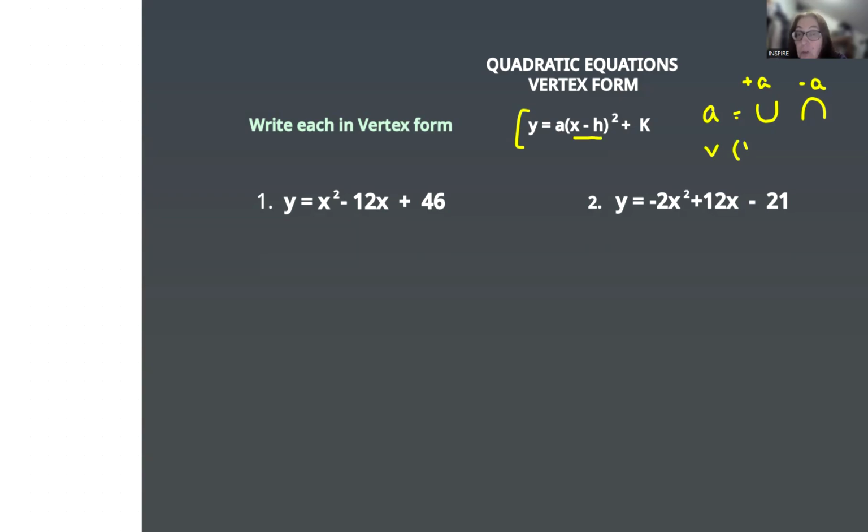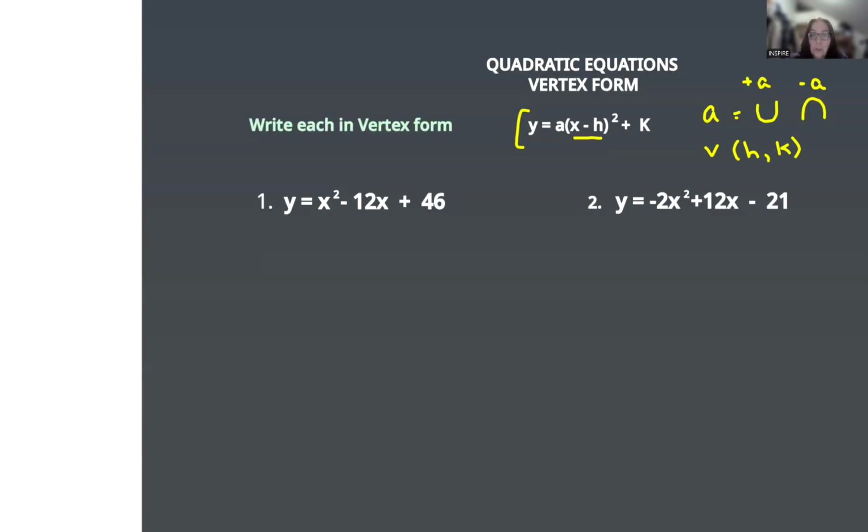So just looking at that original equation in vertex form, you can see what direction the graph is going to go and what the vertex is. So it's beautiful to be able to put these in vertex form. It will save you a lot of time. So let's take a look at the first one.